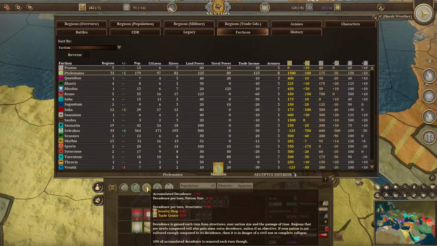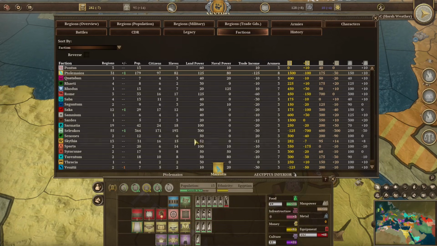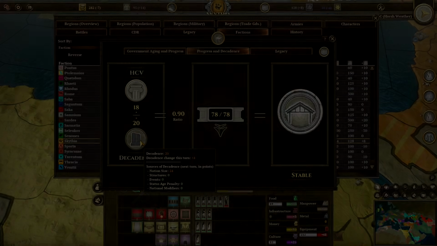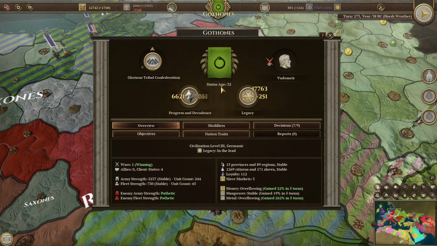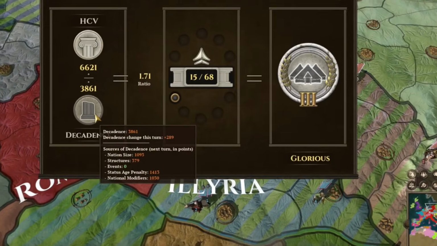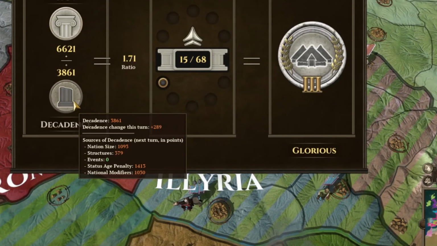Okay, but the accumulated decadence, as we said, is affecting the decadence from the nation size. And how about the status age penalty and structures? So now let's go back to our first example. Okay, I have loaded the game, and here you can see I have also a decadence from structures. So it simply means from all buildings that are producing decadence.